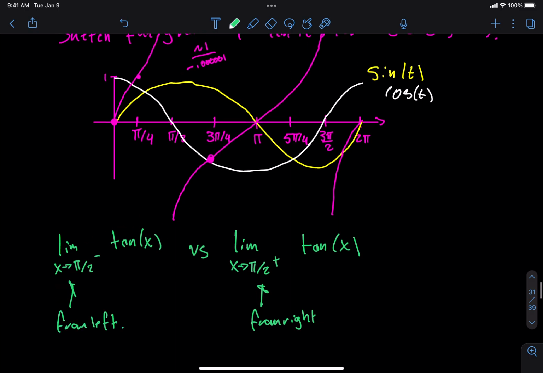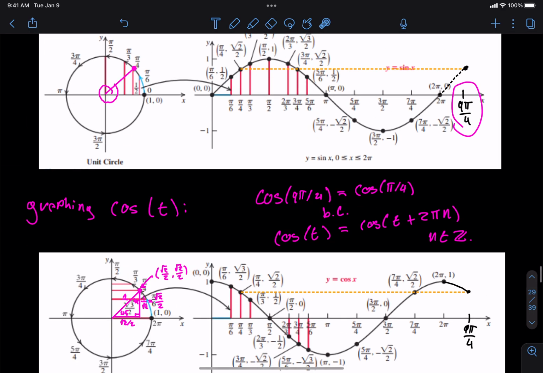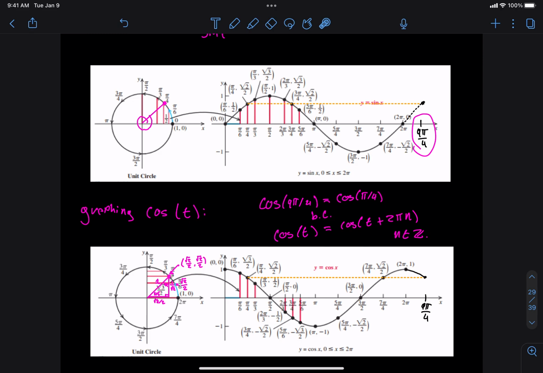So what does that really mean? What it means is I'm going to take inputs which are very close to pi over 2, but less than pi over 2 for this one. Or I'm going to take inputs which are very close to pi over 2, but more than pi over 2. And I'm going to see what's going on with the function. And it's not hard to see if you compare the graphs of cosine and sine. So where is pi over 2? It's right here.